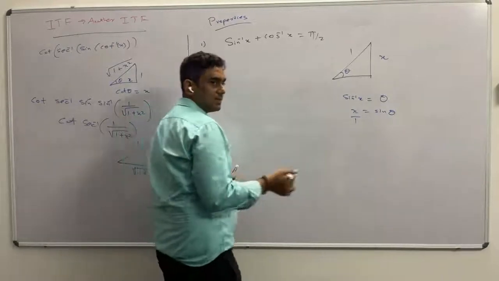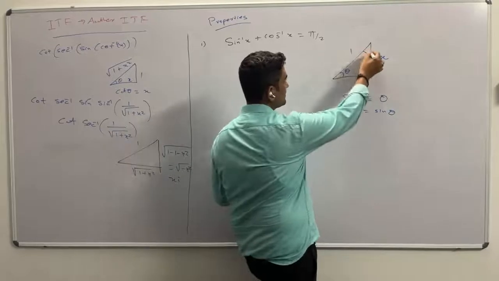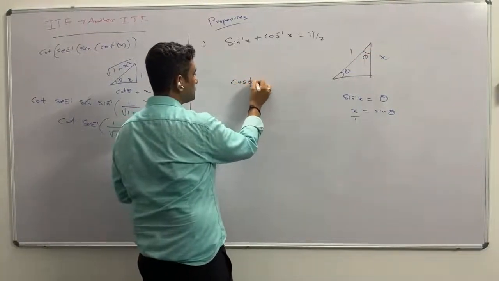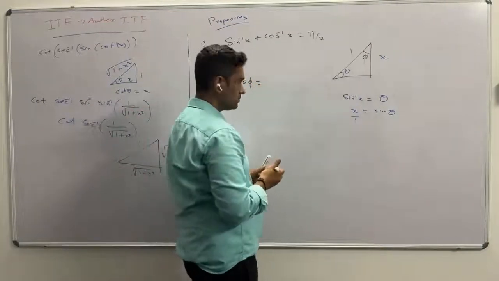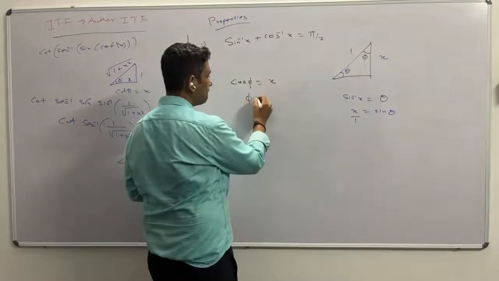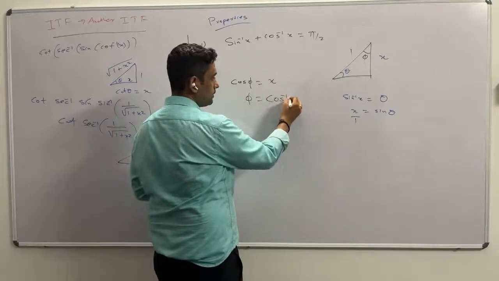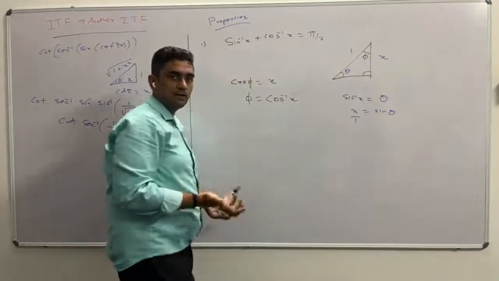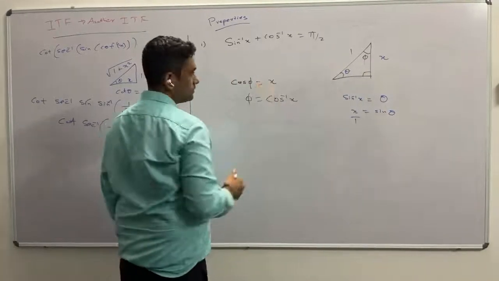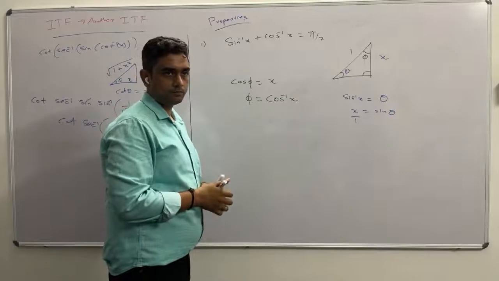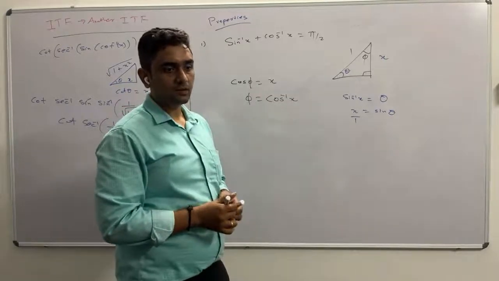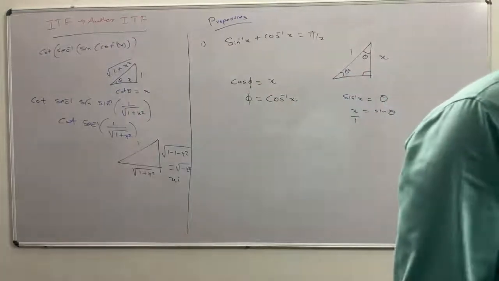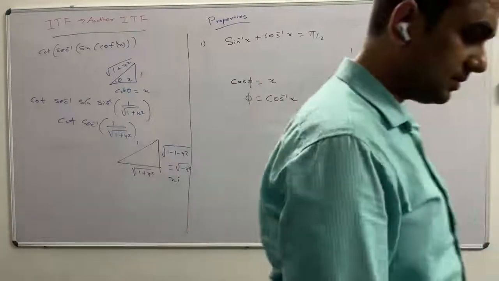Now, if this angle is phi, what will be cos phi in this triangle? x. So what will be phi? Cos inverse x. And what will be theta plus phi in a right angle triangle? 90 degrees. That is why we get cos inverse plus sine inverse equal to this.